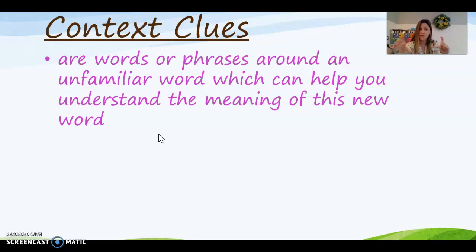So this goes in your definition box at the top. Context clues are words or phrases around an unfamiliar word which can help you to understand the meaning of this new word or phrase. Okay, so it's just the print around the print that you don't understand. So it's just the context.